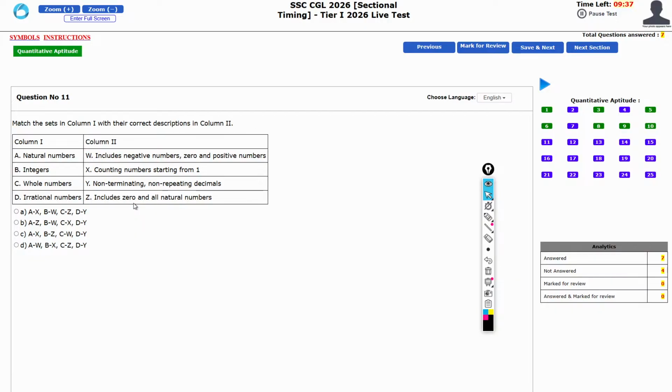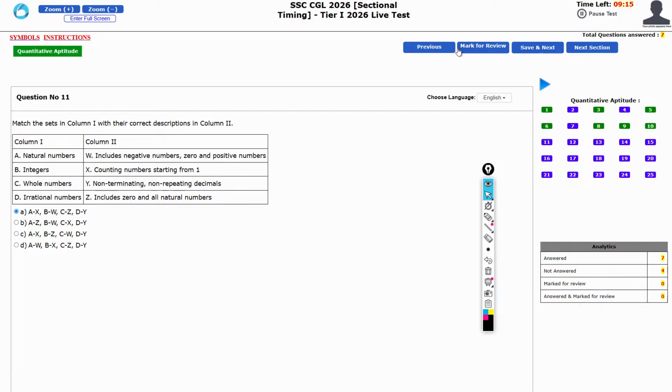Natural number. Okay. So irrational, non-terminating. So D with Y, everyone has it. So C, whole number, includes negative. Okay, integers includes negative. So B with W within these two. Natural number counting from 1.